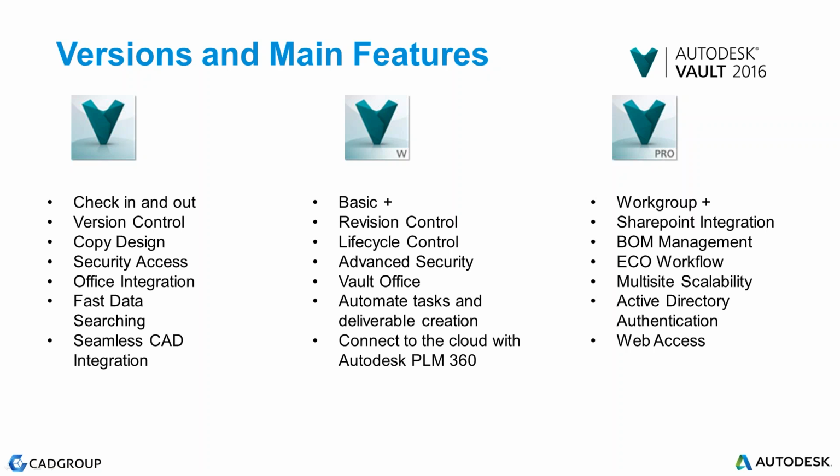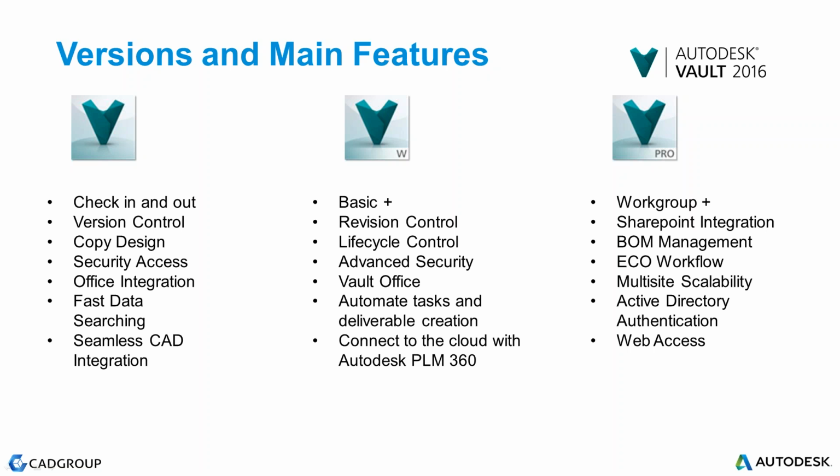A bit further down that list, you've got your automated tasks. You can automatically bump up the revision as things go from work in progress to for review to released, which Vault does for you. You've got your advanced security. When you come into Workgroup, you can start adding in folder security and lifecycle security, so you can control who sees what, when, and who has control of what file at what state.